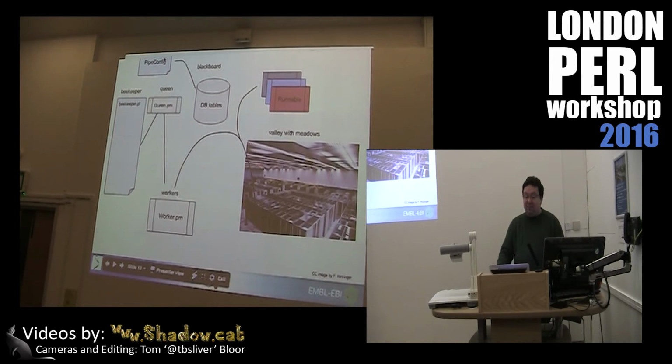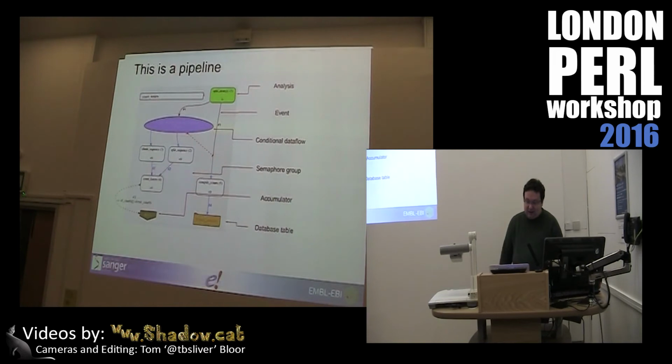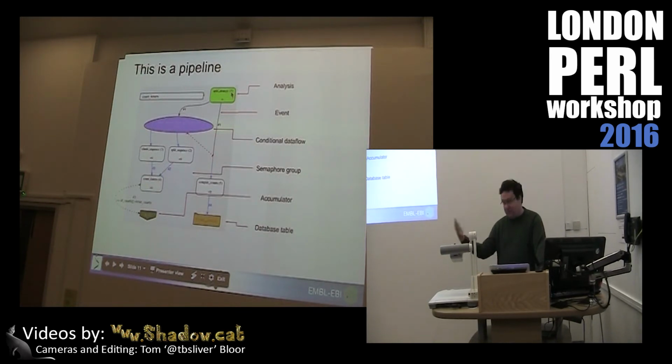We use pipeline configuration to write stuff down on the blackboard and get things going. And you define things called runnables, which a worker specializes to, and that tells it how to do a particular job. So this is a very small sample pipeline. The parts of it, you have an analysis, which describes what you want to do.